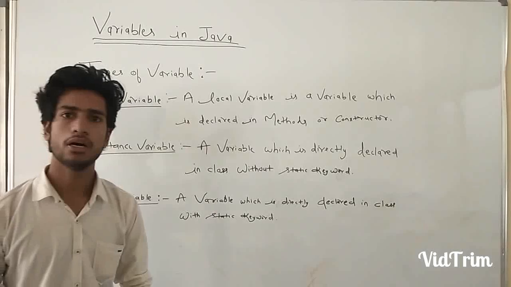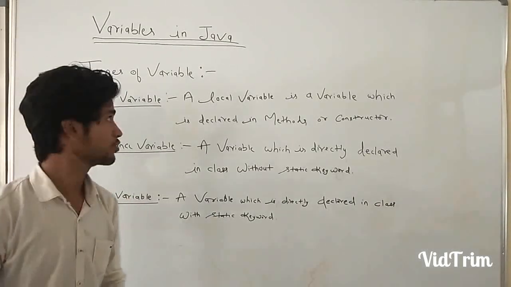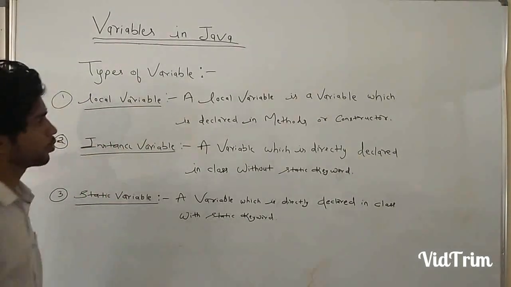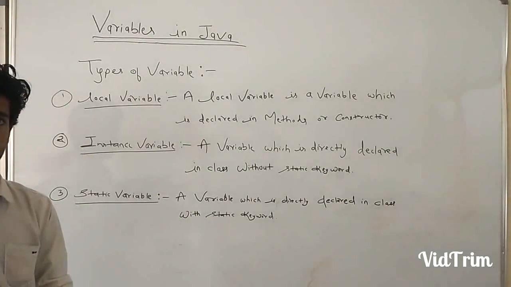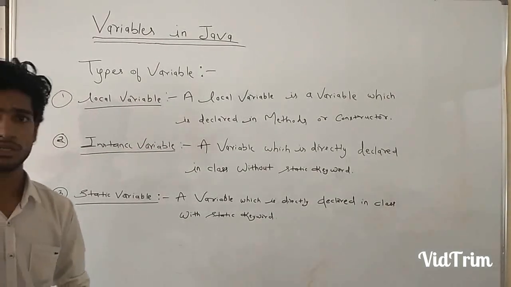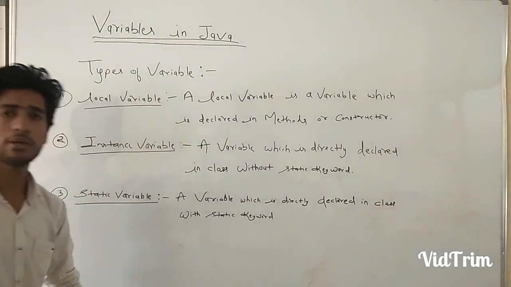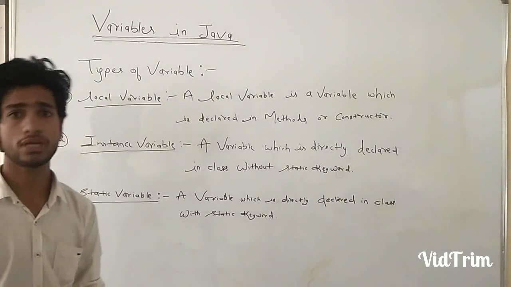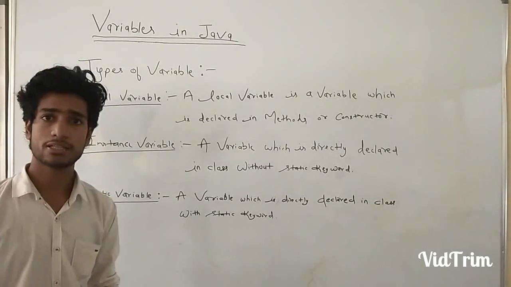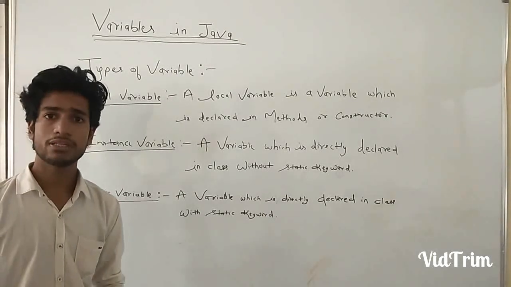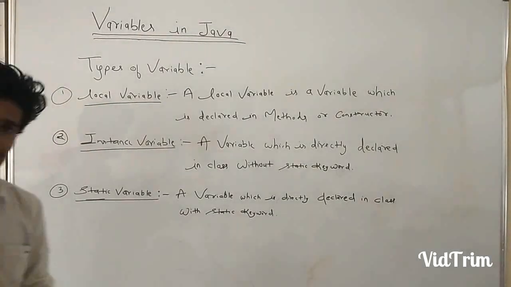Types of variable. In Java there are three types of variable: local variable, instance variable, and static variable. Let us start with what is a local variable. A local variable is a variable which is directly declared in a method, and it should be initialized. There is no default value for local variables. And now, what is an instance variable? An instance variable is a variable which is directly declared in the class, and a static variable is also a variable which is directly declared in a class, but it should start with the static keyword. So that's why it is also called a class variable.